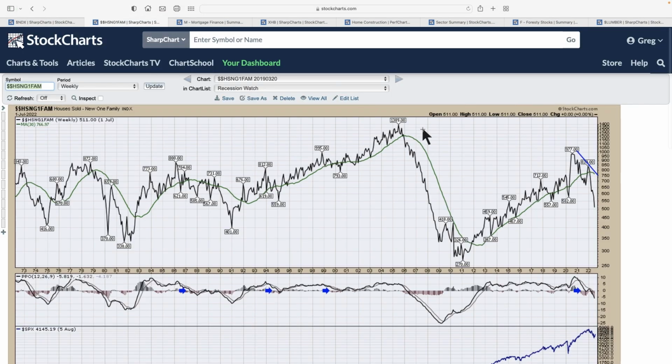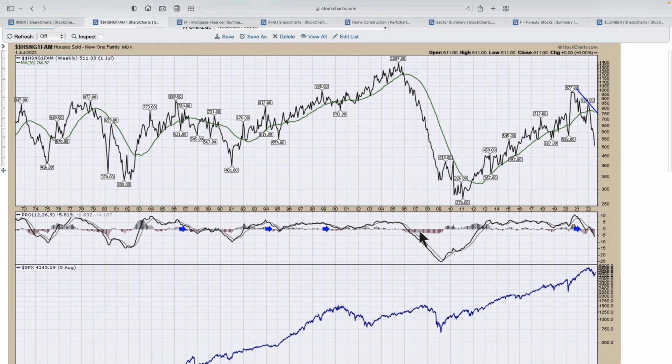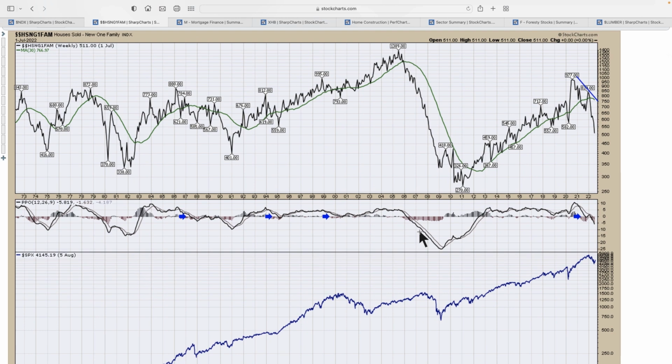Looking in on the housing market, what I wanted to talk about was that the charts are starting to break down meaningfully, and we have data coming at us that's pretty severe. And what you see here is that the single family houses sold, this level here of 500, goes all the way back to 2015. So we're at the lowest level in 7 years.